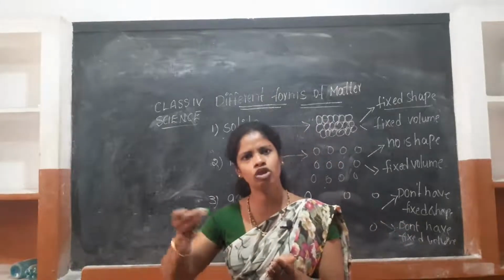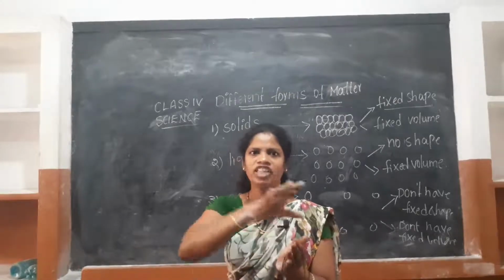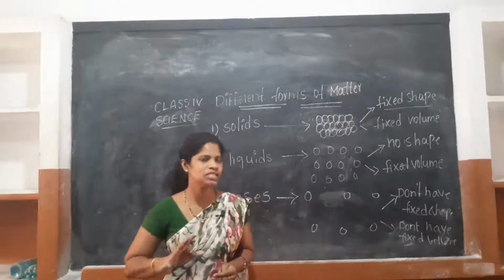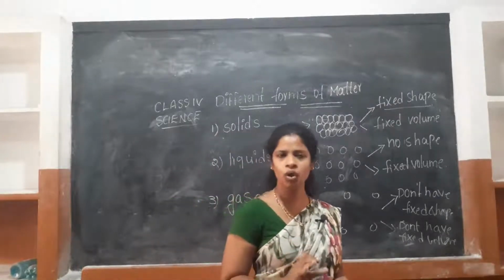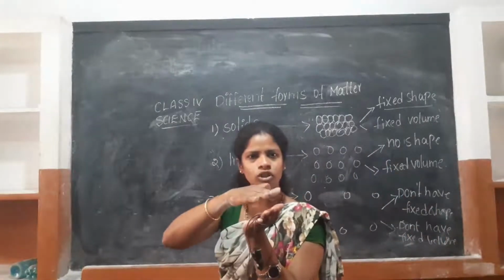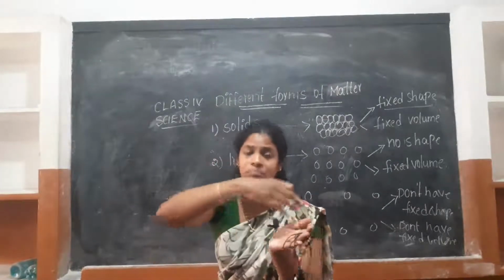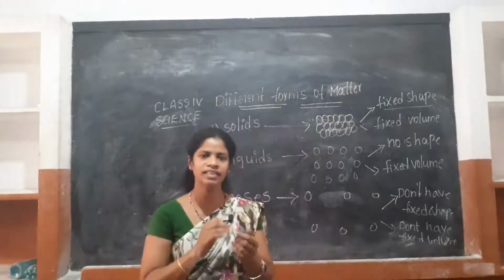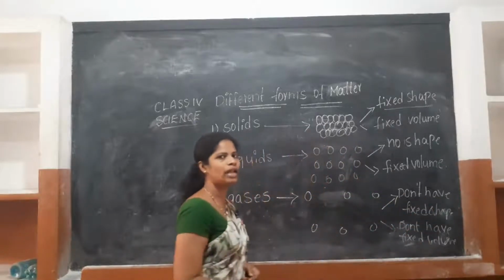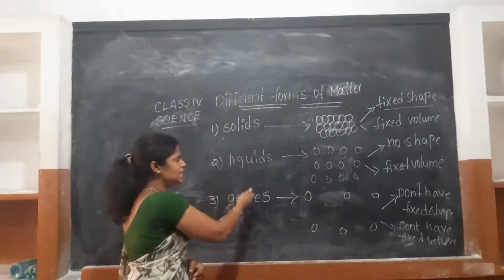If you remove some amount of gas from that place, the remaining gas inside will adjust throughout the container, so it doesn't have a fixed shape or volume, children. In a small container you can compress more gas. Even if you release half or three-fourths of the gas, the remaining one-fourth will occupy the complete volume inside the container, so gases don't have a fixed shape and they also don't have a fixed volume. These are the properties of solids, liquids and gases, children.